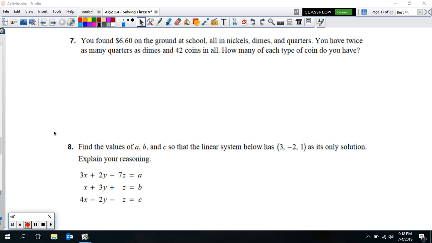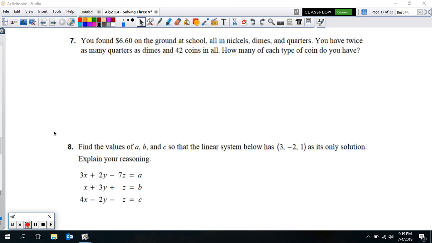Okay, so like 2 by 2 systems, 3 by 3 systems also have word problems where we would want to write a 3 by 3 system to help us solve it. So that means there are 3 things here. If you're reading through number 7, you see you found $6.60 on the ground, all in nickels, dimes, and quarters. So there are 3 things right there: nickels, dimes, quarters, 3 variables, N, D, and Q. You can use those as your variables.